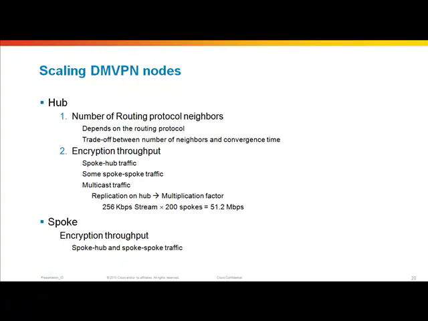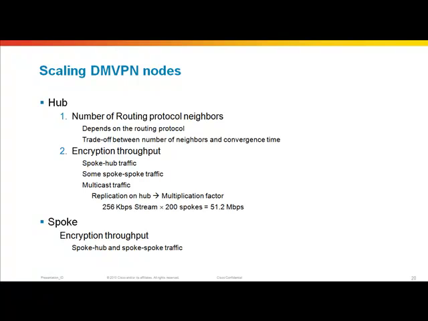So spokes, as I said, are pretty easy. You just figure out how much encryption throughput you need and size your spoke to be that big, because in general a spoke's not going to have that many tunnels. It's going to have 2, 3, 4 tunnels to hubs, and maybe half a dozen spoke-to-spoke tunnels in general.